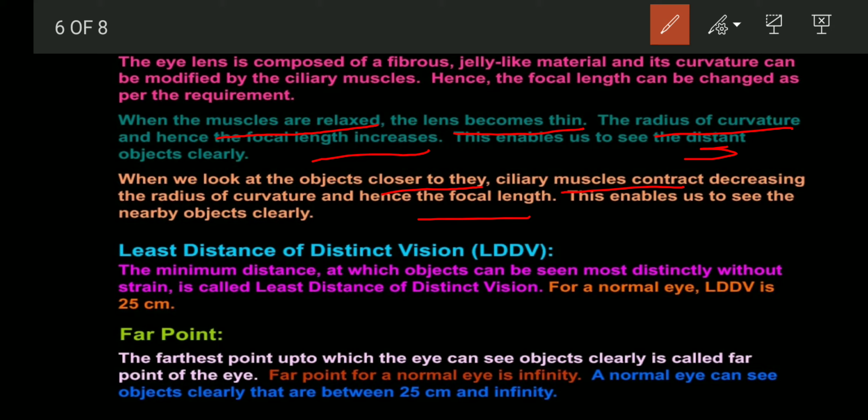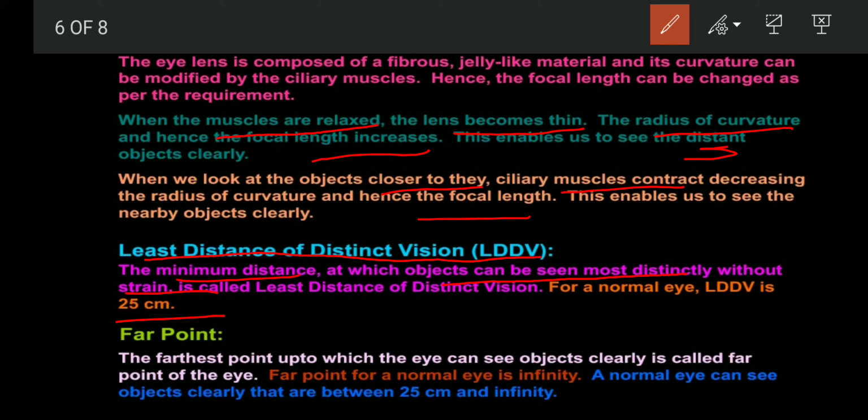Now, let's discuss the near point and the far point of human eye. Now, you must have seen that to see an object comfortably and distinctly, you must hold it at a distance of about 25 cm from the eyes. Otherwise, it will produce a strain on the eye. So, this is called the least distance of distinct vision. That is the minimum distance at which objects can be seen most distinctly without producing strain on the eye, and its value is 25 cm.